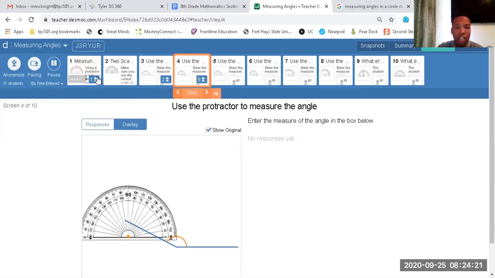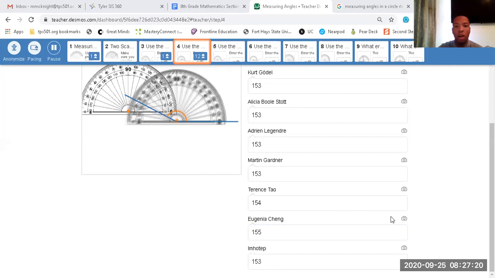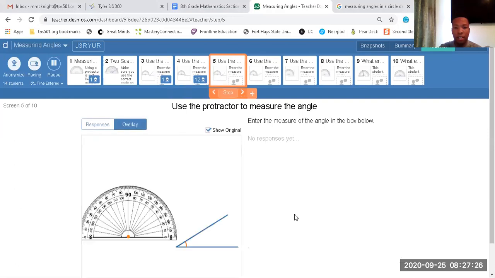Let's go. We switch slides, Anna. So if we keep going over, let's do one more example. All right, so for this one, it would be 153. Let's go ahead and do another one.